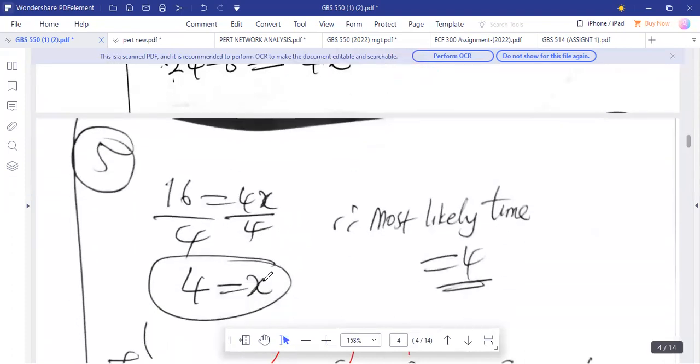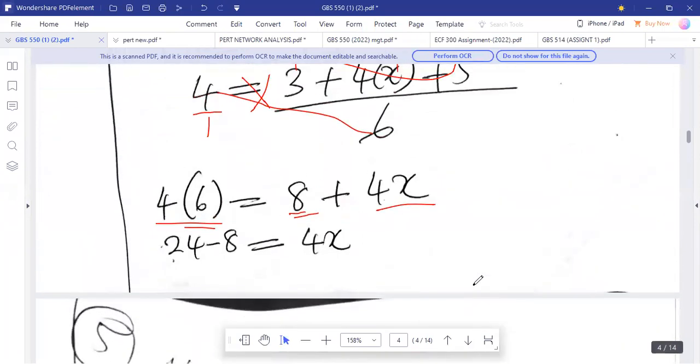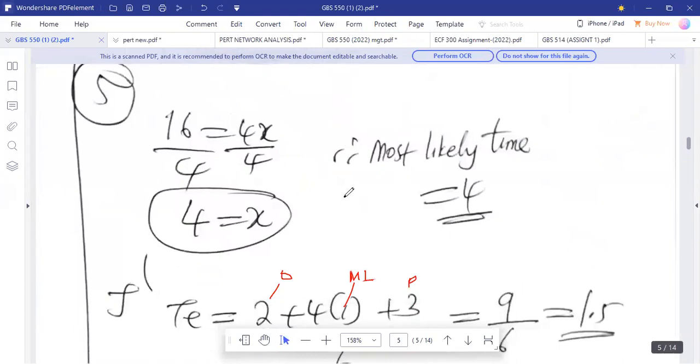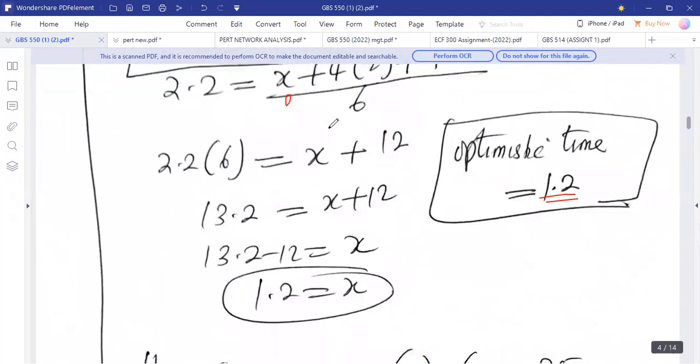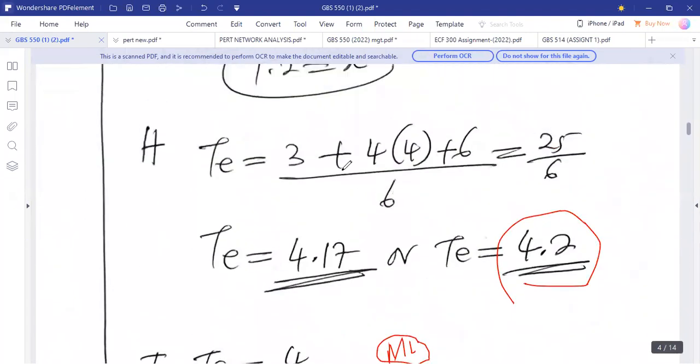Now we are getting our x as 4. This is where the 4 came from. Okay, all right, thank you. Understood. All right then. So after getting to this one, since we have gotten whatever we need, the expected times are the ones that we use.